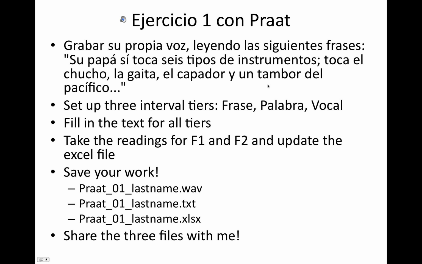And then you're going to take the readings for F1 and F2, and you're going to update an Excel file that I'm going to send to you. Make sure you save your work, and let's use the following system. You're going to name everything Praat underscore 01 underscore and then put in your last name. Of course, the file extensions will distinguish the three files so you won't be overwriting anything. And then you're going to share the three files with me. We're going to try to do this on UNM Learn, but if that doesn't work, we'll use Dropbox or something of that nature.